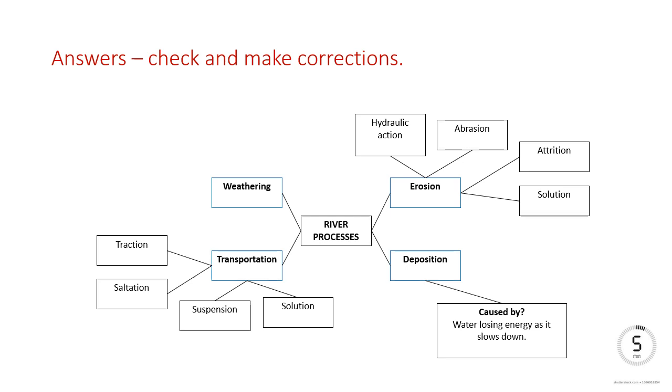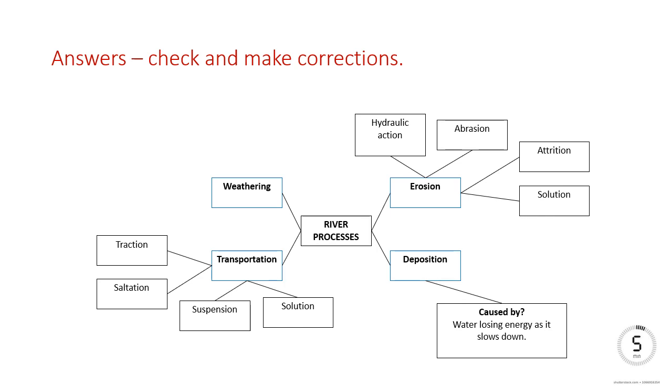And solution is finally the dissolving of certain rocks. Not all rocks can be dissolved, but some can. Limestone, for example, can be dissolved by water. So that is where you see potholing and cave systems underground. That's often solution erosion. You've then got transportation, which is then the movement of that sediment.